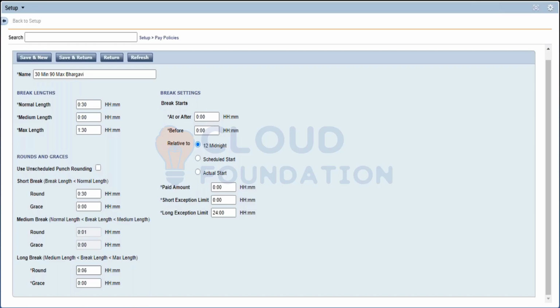We know that the long break is an interval of time more than the normal length. The normal length in our scenario is 30 minutes, and the employee wants to be flagged if the employee takes a long lunch. So I'll also set up a long exception limit. I'll say 31 minutes. So I'll get an exception on the time card if there is any break more than 31 minutes. So I'll save this.